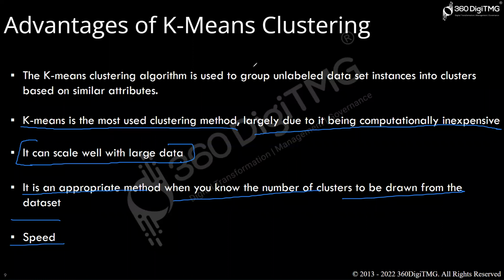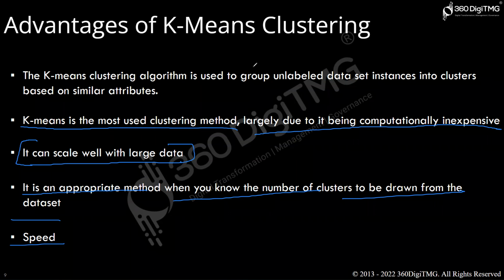Okay, so K-means clustering is an algorithm used to group unlabeled data, setting instances to clusters based on similar attributes. The next thing is it can scale to large data, and it is an appropriate method when you know the number of clusters to be drawn. The speed is also very fast. Okay, so I'll assume that is clear.